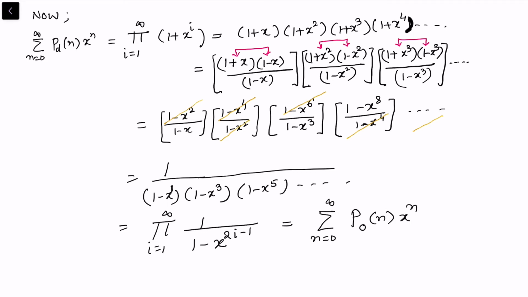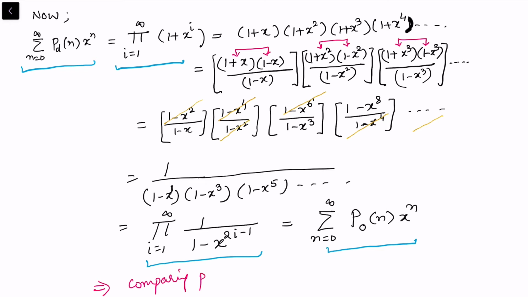Now we have shown that the generating function of distinct parts is the same as the generating function of odd parts. The generating functions are written differently, but if I look at the expanded form, they are going to give me the same coefficients. So comparing like powers, comparing these power series, we get PD(n) is the same as PO(n) for every n, and this establishes a combinatorial identity.